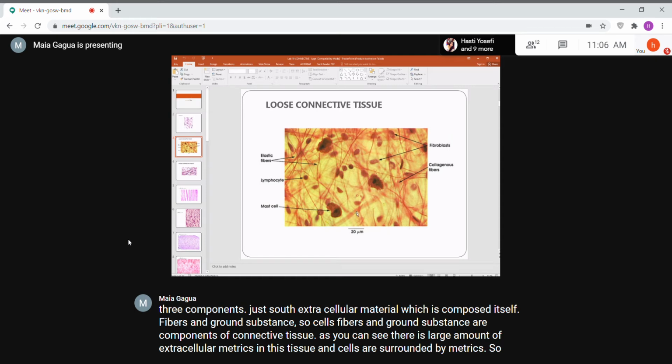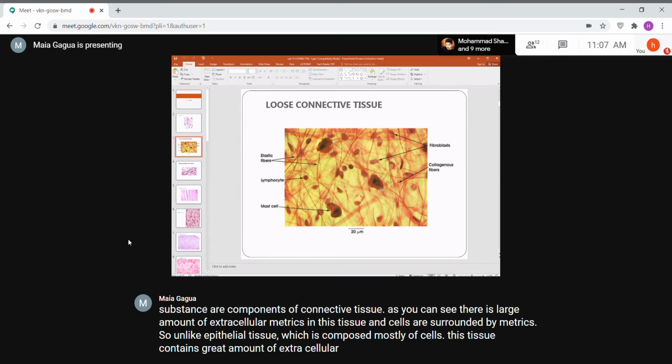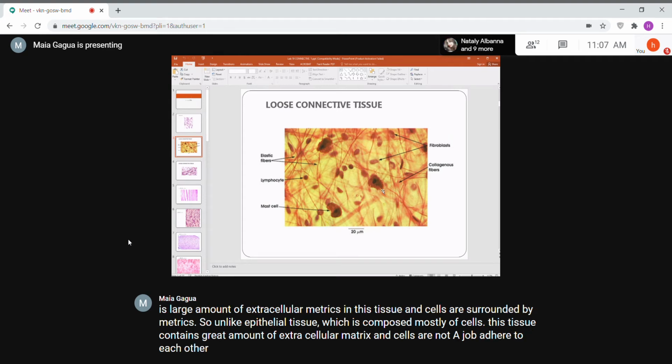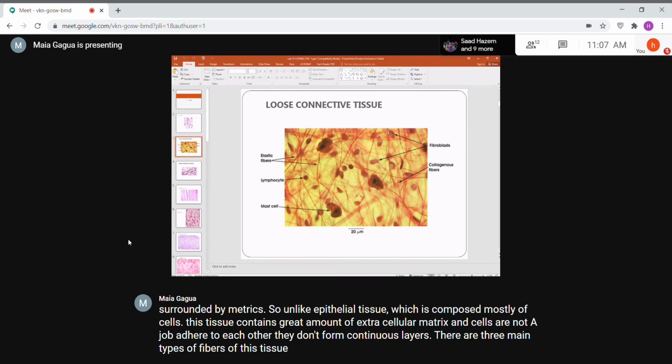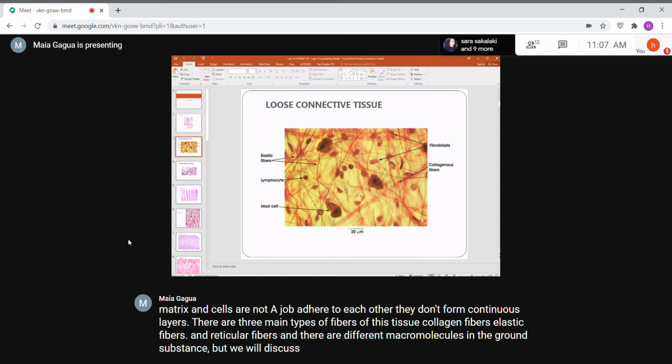So unlike epithelial tissue, which is composed mostly of cells, this tissue contains a great amount of extracellular matrix, and cells do not adhere to each other. They don't form continuous layers. There are three main types of fibers in this tissue: collagen fibers, elastic fibers, and reticular fibers. And there are different macromolecules in the ground substance, but we will discuss this next lesson. Today we will talk only about cells.